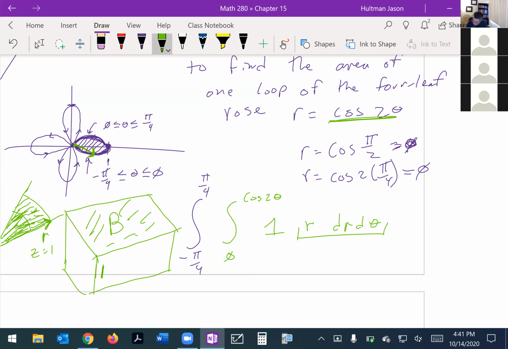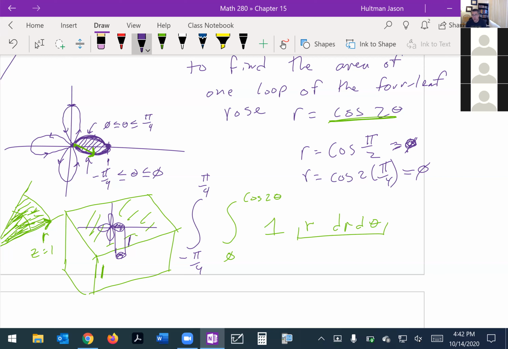Okay, and in this case, what are we doing? We're superimposing this 4-leaf rose on this, and then we're going to go down 1 unit. Okay, so how do you find the volume of that column? Well, isn't it the same as the numerical value of the area multiplied by 1, by a third unit? Does that make sense?